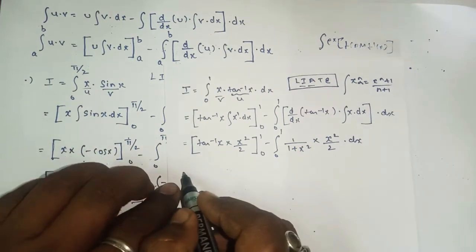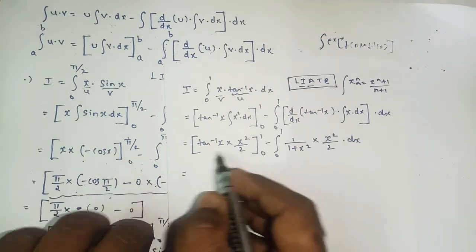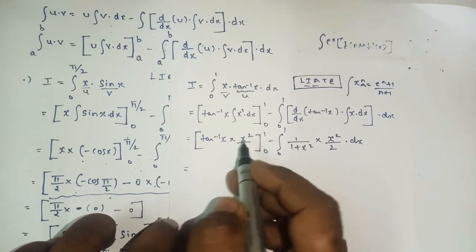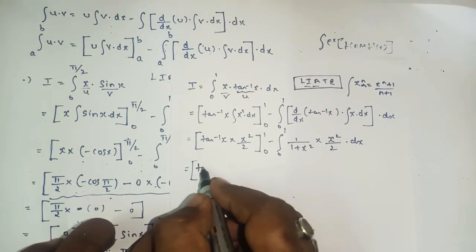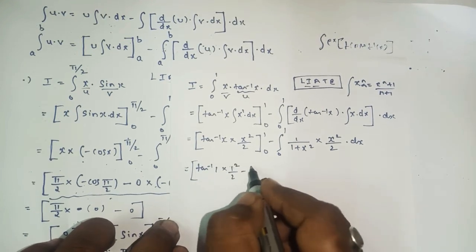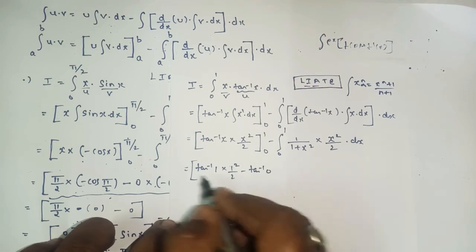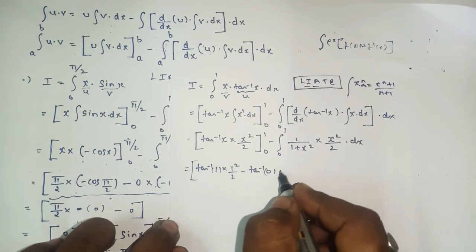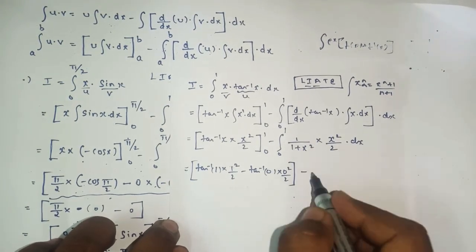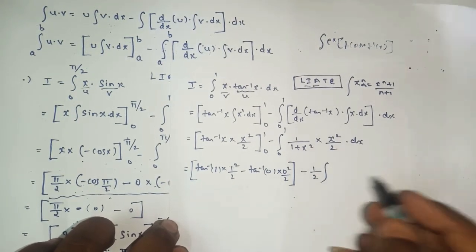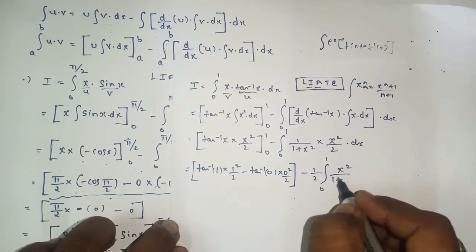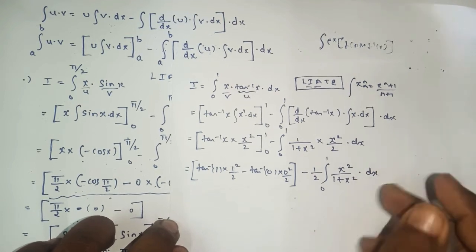Now in the next step, the integration part is not there, so directly we can substitute the upper limit and lower limit. Simply replace the value of x by 1, and then by 0. Here 1 upon 2 is a constant, so we can bring it outside the integral. 0 to 1, so we are left with x square upon 1 plus x square into dx.